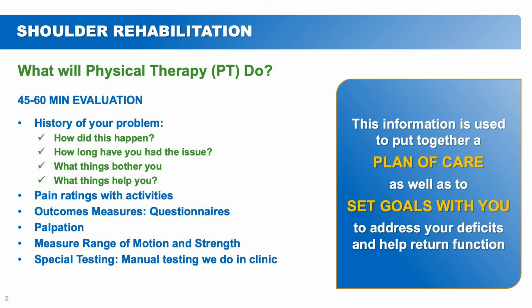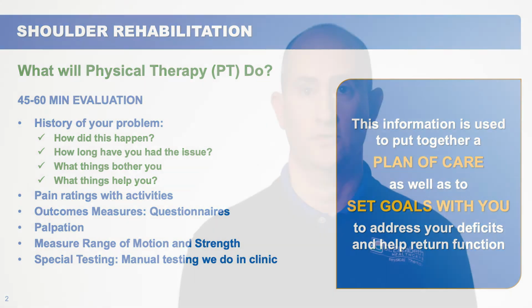I don't know if everyone's been to a physical therapist before, but at St. Elizabeth, we take 45 to 60 minutes to evaluate you and ask questions about your shoulder. What's wrong? How did this happen? What things can and can't you do? Then we take some objective measurements. We do our own physical examination, similar to the physician, but we do some other things as well. We do some outcome measures and questionnaires, a lot of data collection in that evaluation, including palpation, measurements, and our own special testing.